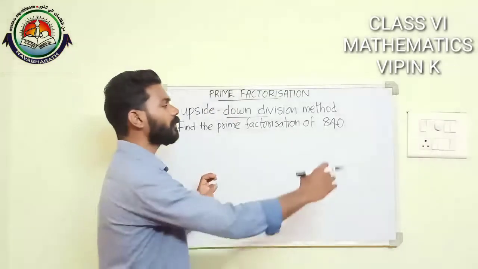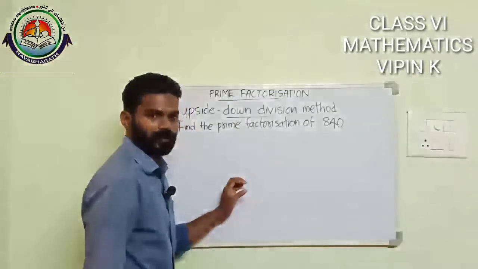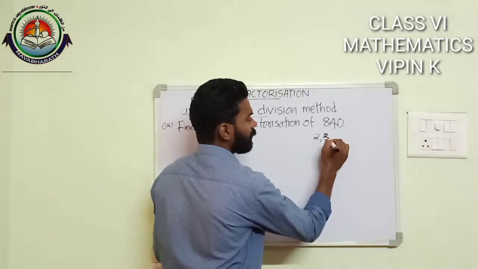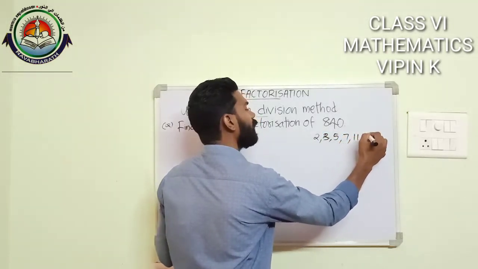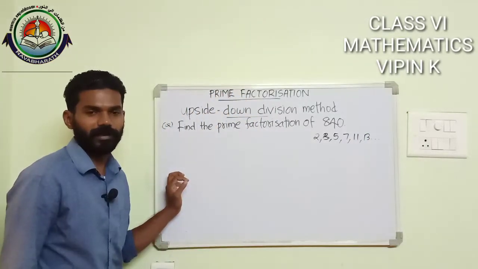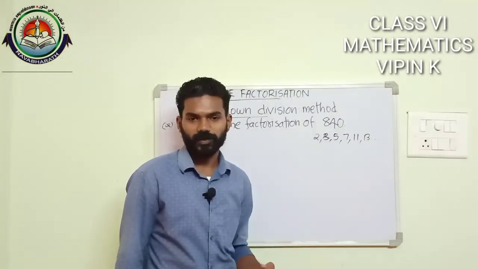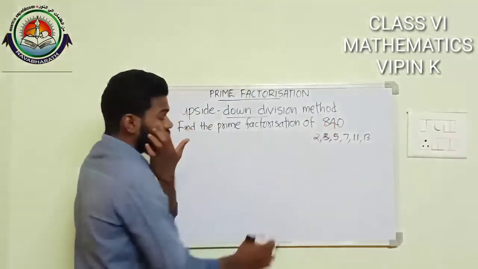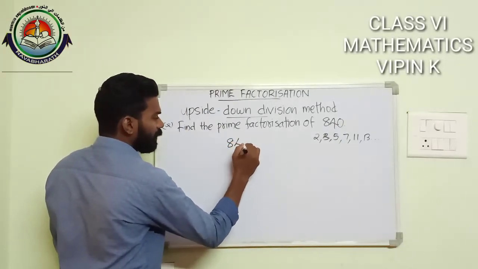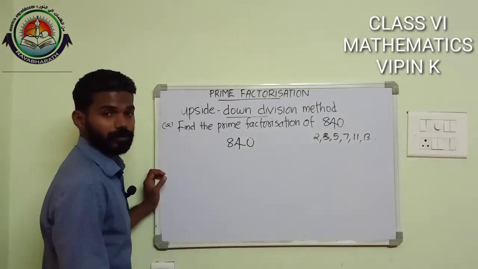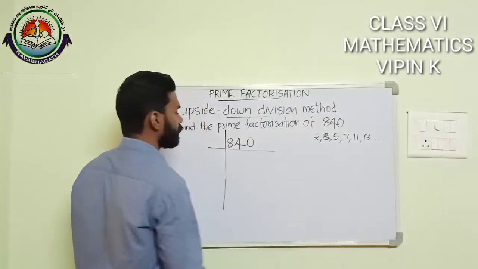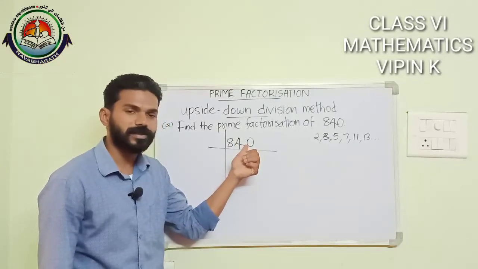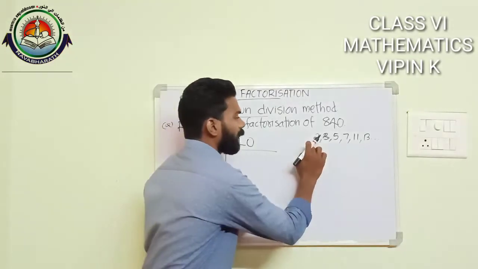First of all, we need to consider the prime numbers. You know that prime numbers start from 2, then 3, then 5, 7, 11, 13, and so on. These are the first few prime numbers. You just want to have an idea about this many prime numbers. Now we are going to consider the number 840. I am just writing the number 840. Then I need to draw two crosses, one like this and one like this. And now from here onwards, I am going to divide this number 840 by the prime numbers.